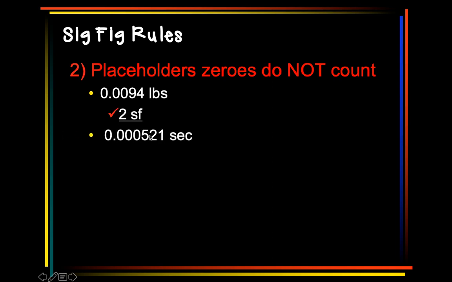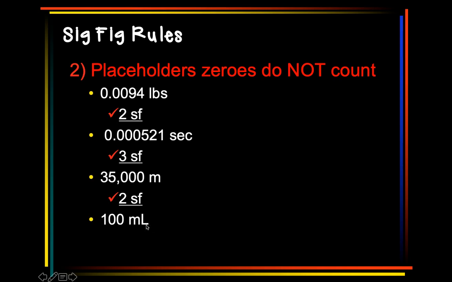Or 0.000521 seconds. So something that happened really, really fast. These are placeholders. They just make the measurement small. 1, 2, 3 sig figs. Same thing if a number is big, 35,000 meters. So something that was really far away, but if you're measuring something really far away, you're probably not going to get down to decimal places. So it's approximate, 35,000 meters. 1, 2 sig figs. These are just placeholders. They just make the answer big enough for the measurement, but not more specific.